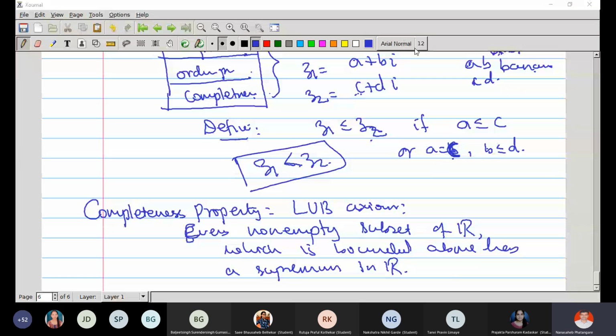Okay, so read it carefully again. It is not like 12th standard, where you just study complex numbers and their properties. Here we have to understand in some more general sense.